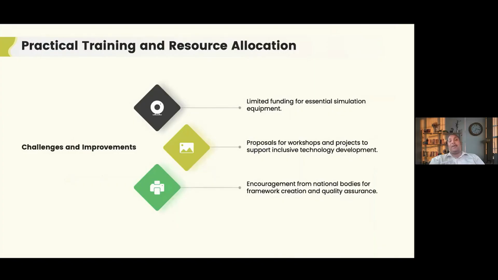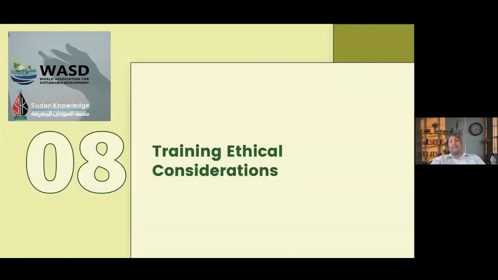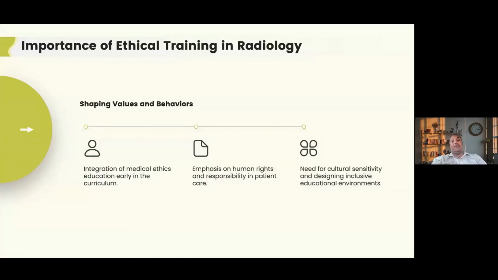Practical training and allocated resources are very important challenges. Also, we need to improve this in order to apply those simulations. In any simulation, we must not ignore the ethical considerations. This is very important for training in radiology. We have to share values and behaviors, integrate them with the educational ethics, and also emphasize human rights.